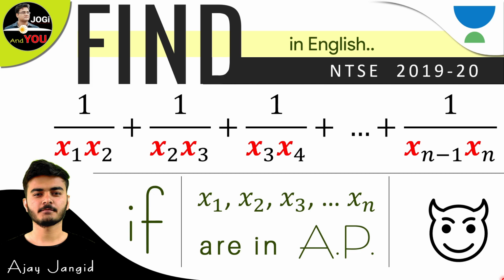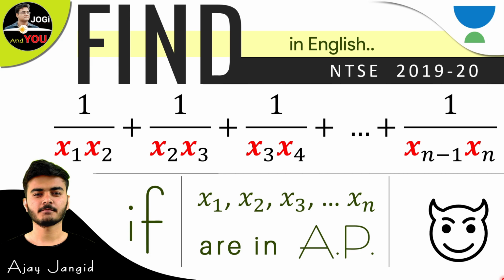Friends, today's question is related to arithmetic progression. According to this question, just find the value of this expression if x1, x2, x3 till xn are in AP. In this question, we got an expression which is 1 upon x1 x2 plus 1 upon x2 x3 plus 1 upon x3 x4 plus dot dot dot till 1 upon x(n-1) xn. And the question says find the value of this given expression.